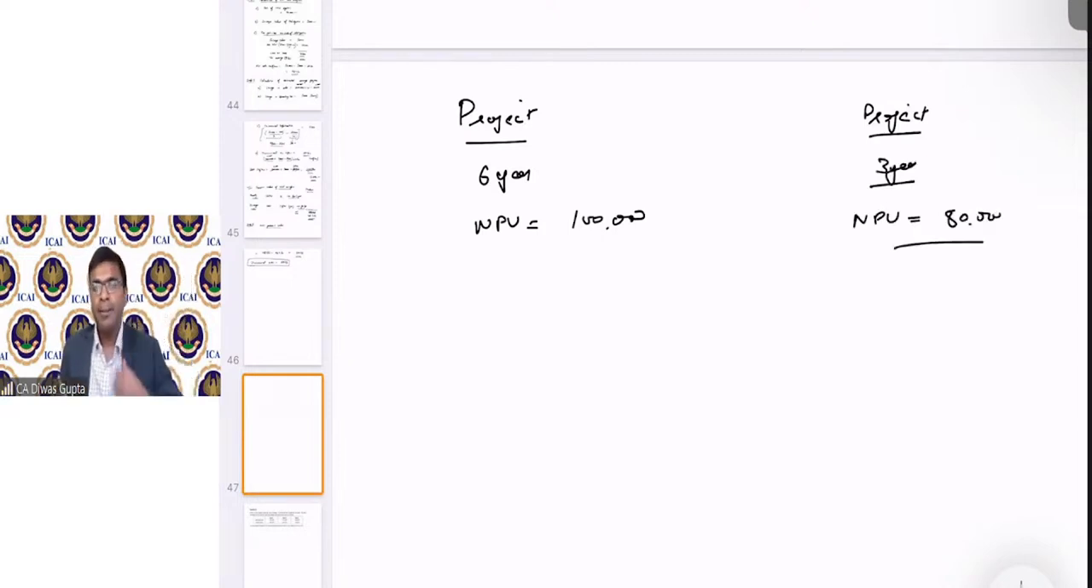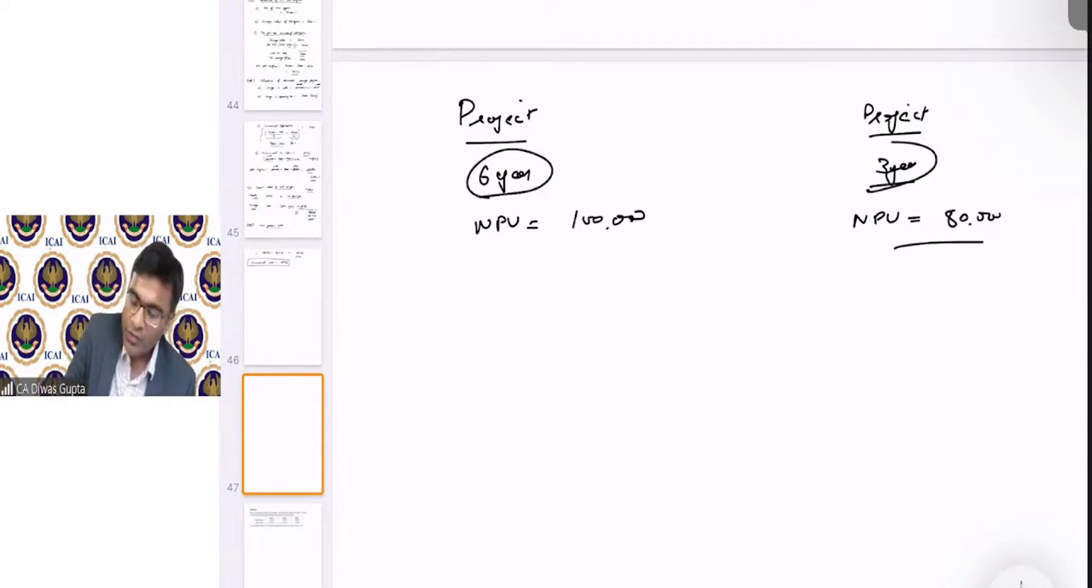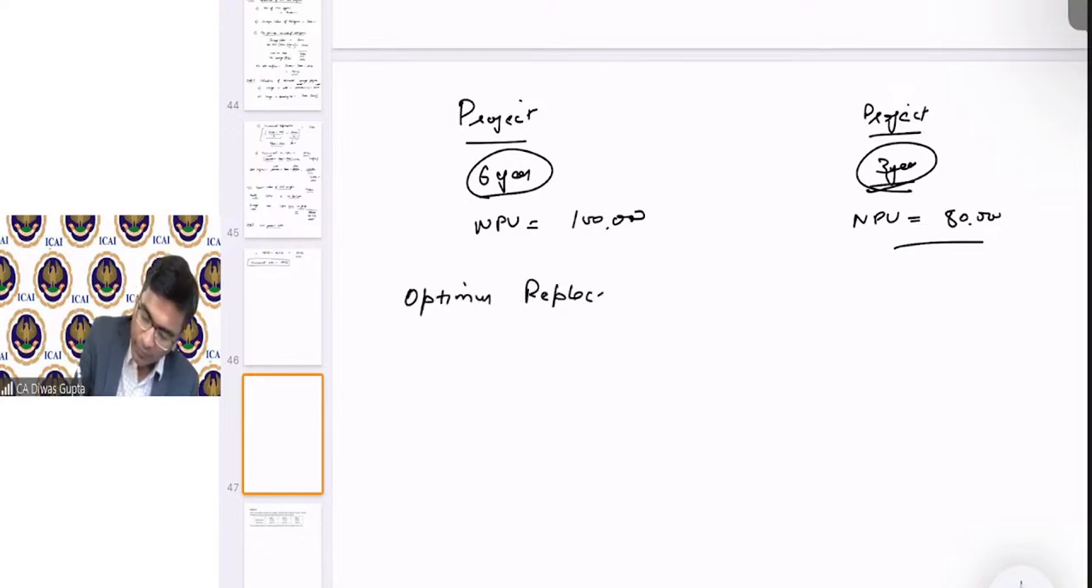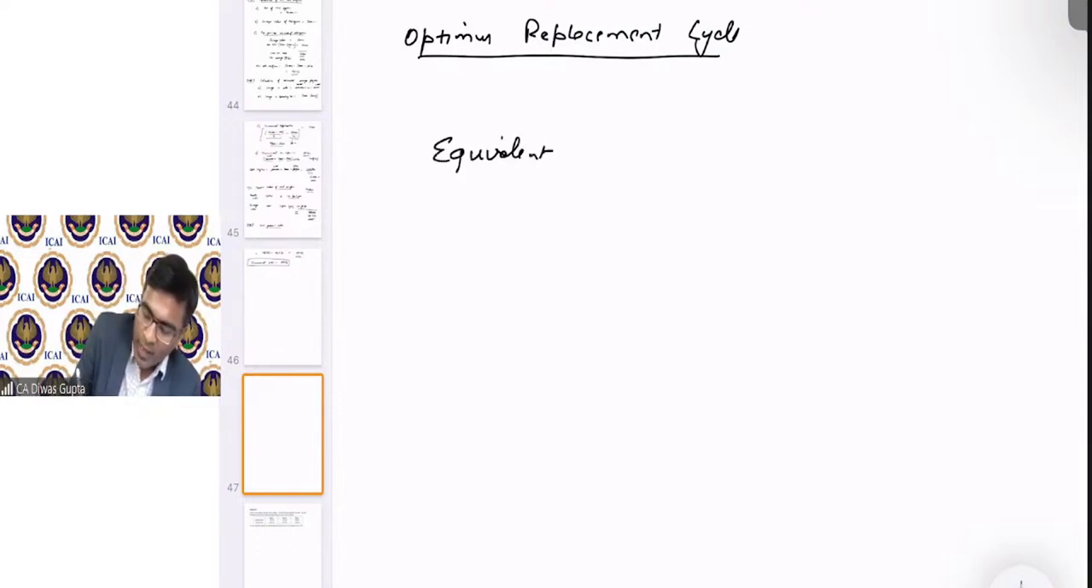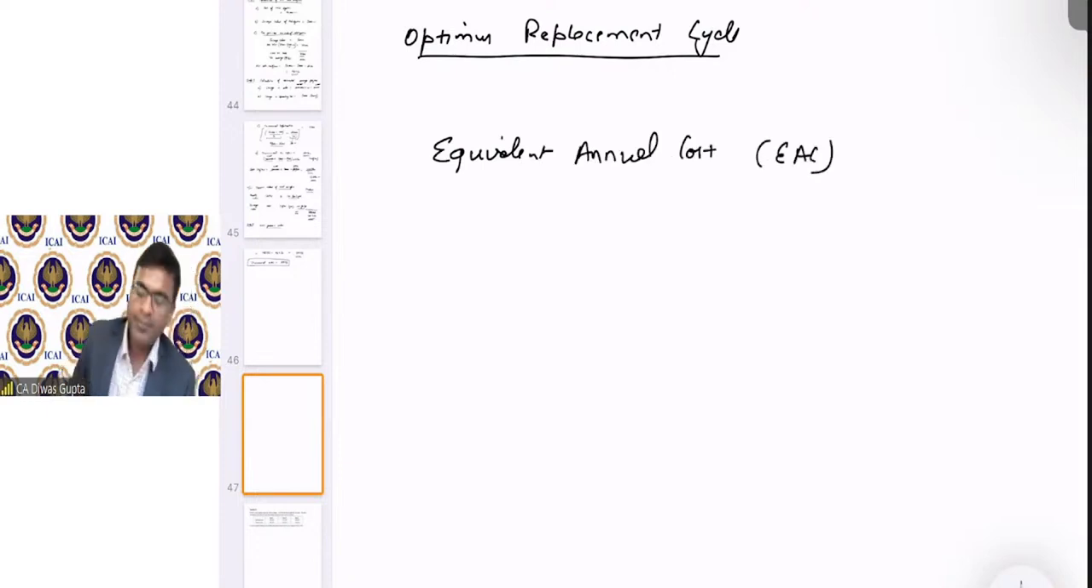We can't really compare these two projects because the useful life is different. So to compare two different projects having different lives, we have a concept called optimum replacement cycle. What this concept says is that you calculate one equivalent annual cost, which is also called EAC.